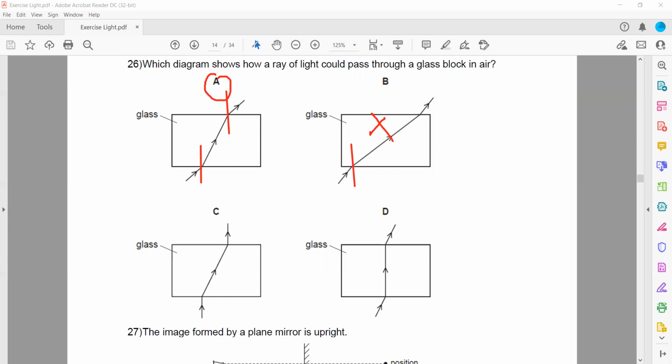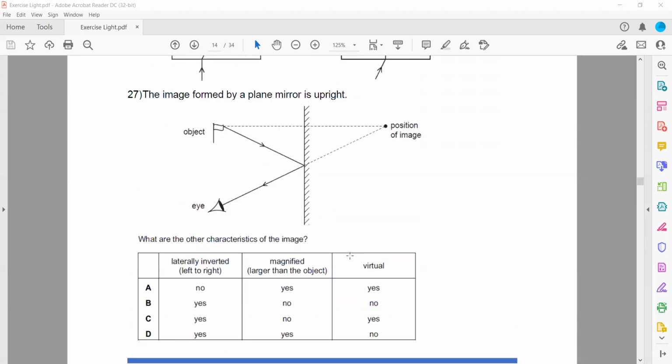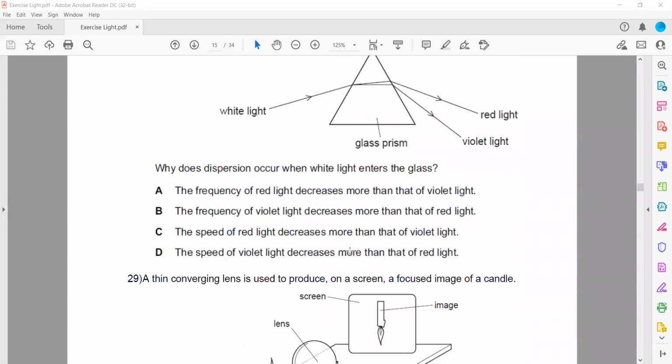Why is C wrong? Because in C it is passing along the normal. When the ray of light is passing along the normal, what should happen? It should pass straight. And why is D wrong? Because when it is bending, it's not going in the direction of the normal, it bends slightly towards the normal, but not the same as the direction of the normal. That's why D is also a wrong answer. So A is the correct answer. First it bends towards the normal and then it bends away from the normal.